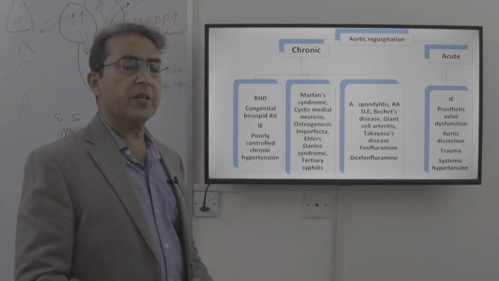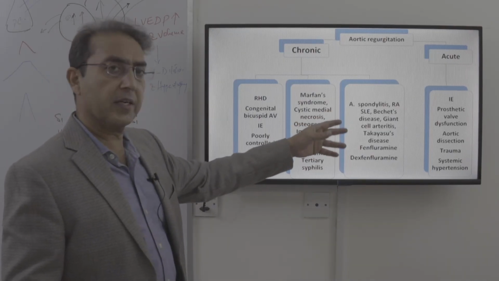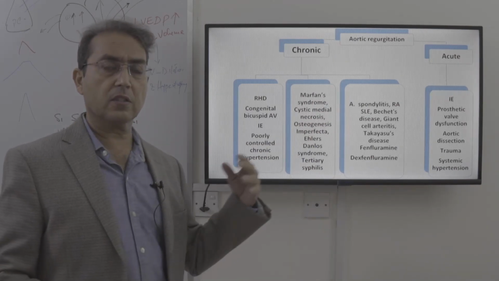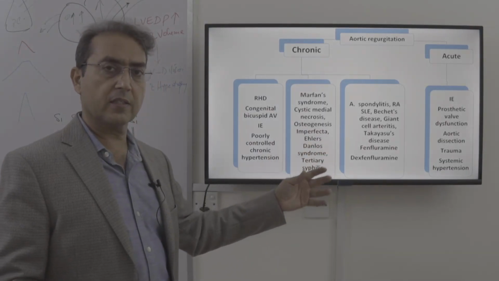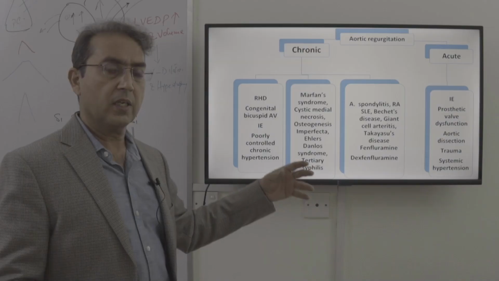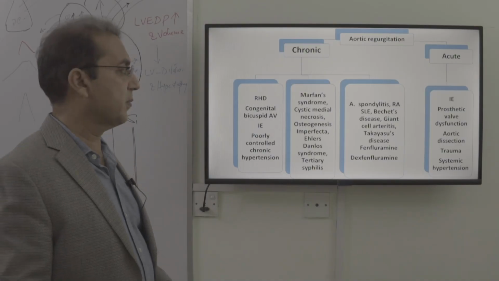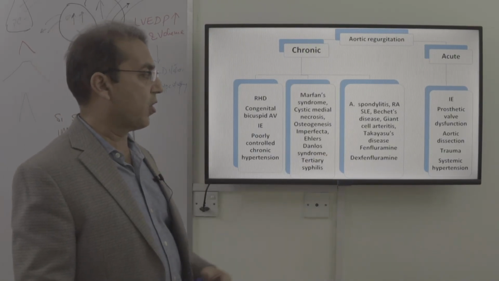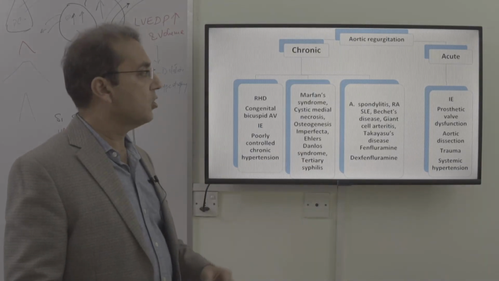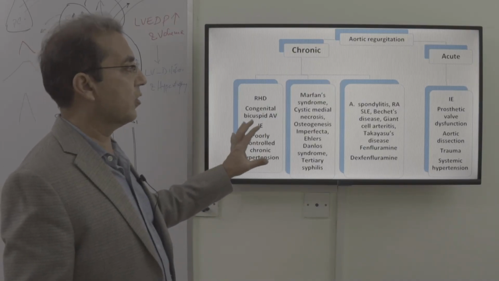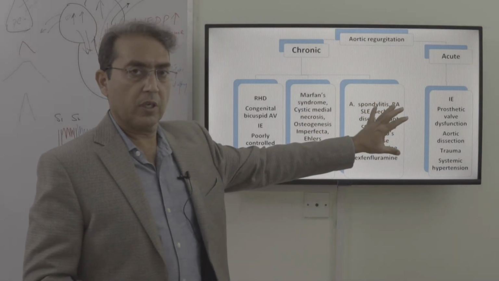Then certain inflammatory conditions are associated with aortic regurgitation, notably ankylosing spondylitis, rheumatoid arthritis, systemic lupus erythematosus, Behçet syndrome, giant cell arteritis, and Takayasu's arteritis. So these can be related with aortic regurgitation, and some of the anorexic drugs like fenfluramine and dexfenfluramine can result in aortic regurgitation as well. So we have different conditions which can cause chronic aortic regurgitation, and you may have acute aortic regurgitation.